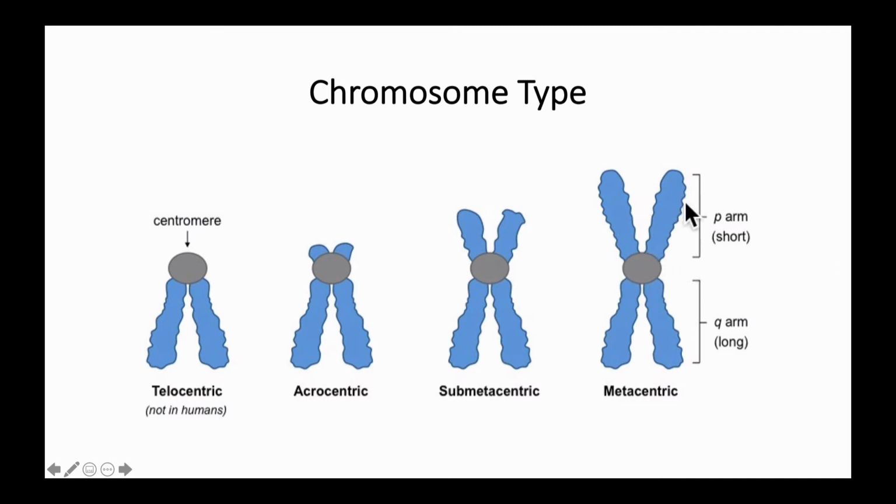Once again, you can see the short arm and the long arms over here. In a submetacentric, the short arms are much shorter than in the metacentric. And when you come to the acrocentric, we have very, very short P arms, and the Q arms are rather long. And then in telocentric, there's an absence of the P arm, and we just see Q arms that are shown.